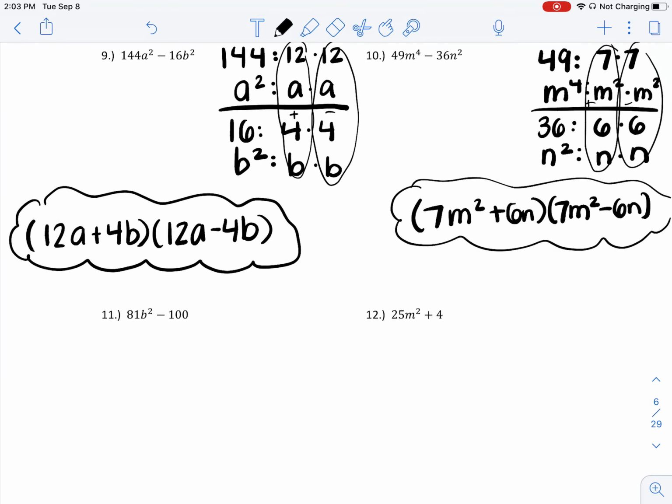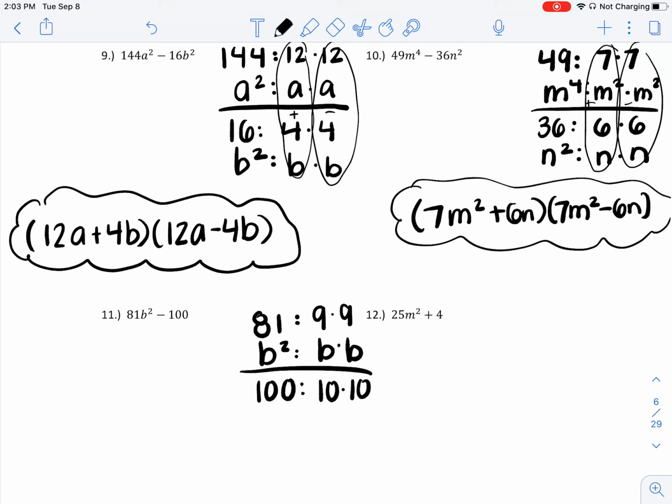Number 11, 81, and then the b squared, then the minus sign, and then 100. So that's 9 times 9, b times b, and 10 times 10. So that gives me 9b plus 10 times 9b minus 10.